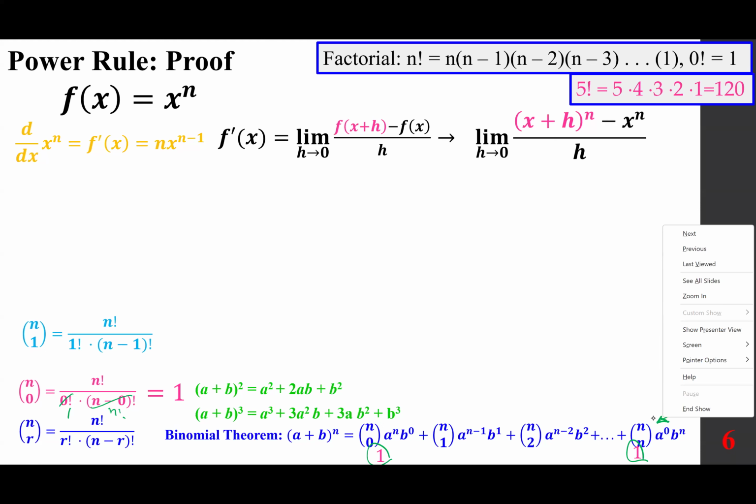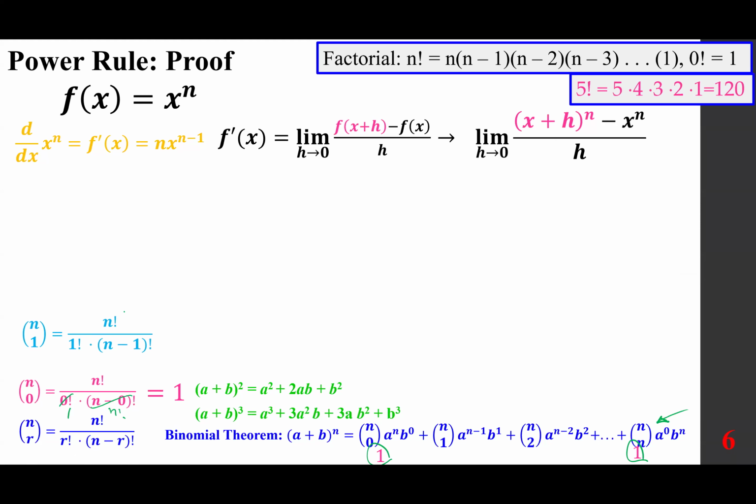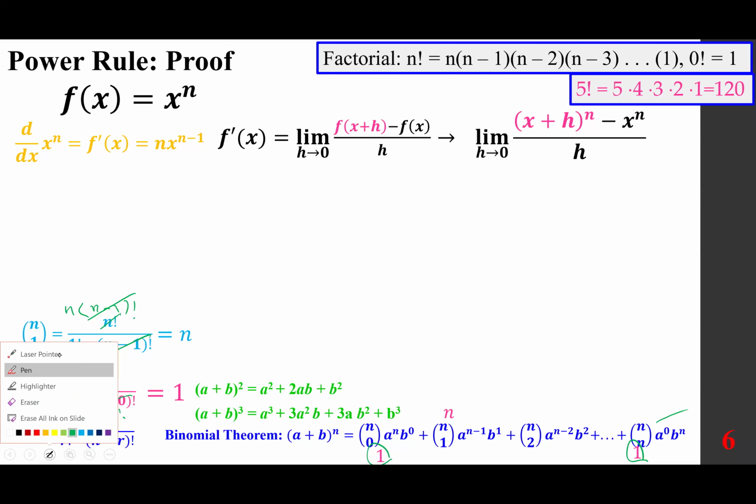Okay. Now, over here, we can replace the n factorial with n times n minus 1 factorial. These two cancel each other. We get n. So the second piece is n. And we're going to use those.